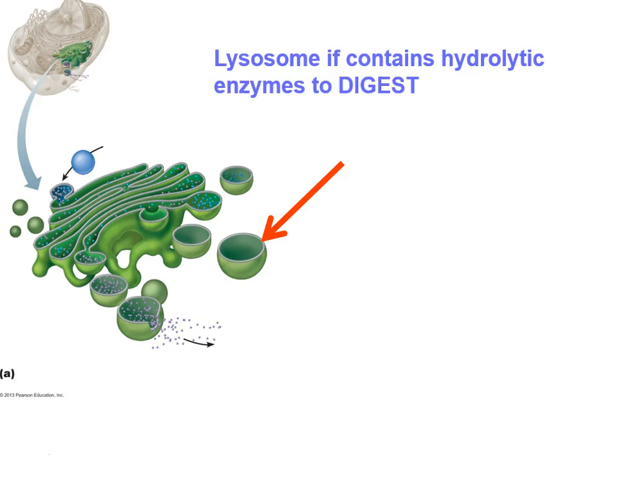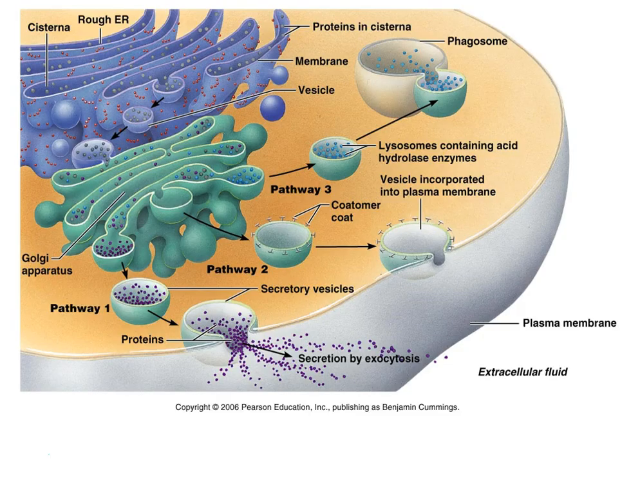A lysosome, if it contains hydrolytic enzymes to digest. So looking at this picture, we see the rough ER up here making some proteins, and the vesicle leaving the rough ER and fusing with the Golgi apparatus, making its way through the Golgi apparatus, being processed, and then put in another vesicle. Now this particular protein is going to be secreted by the cell.